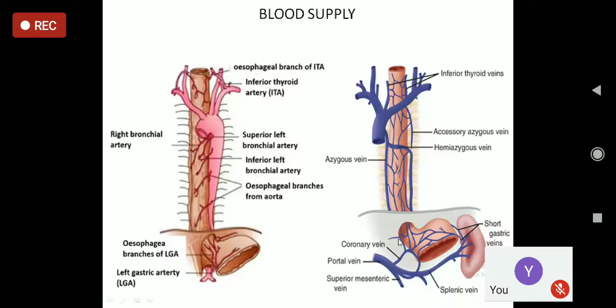While the abdominal part of the esophagus is drained by tributaries of the left gastric vein, which are tributaries of the portal vein. So the tributaries of the left gastric vein finally drain into the portal vein, while some part of it is drained back to the azygos vein.